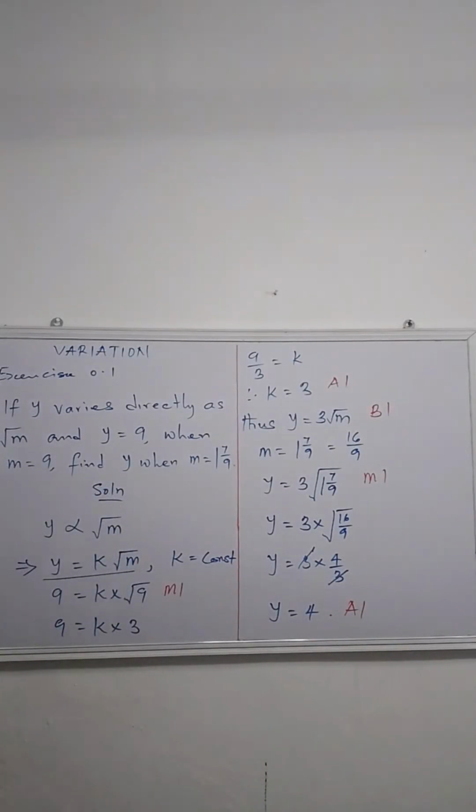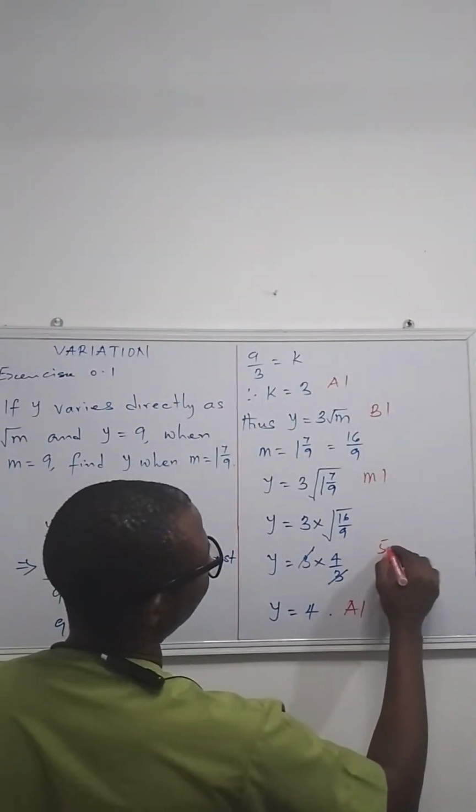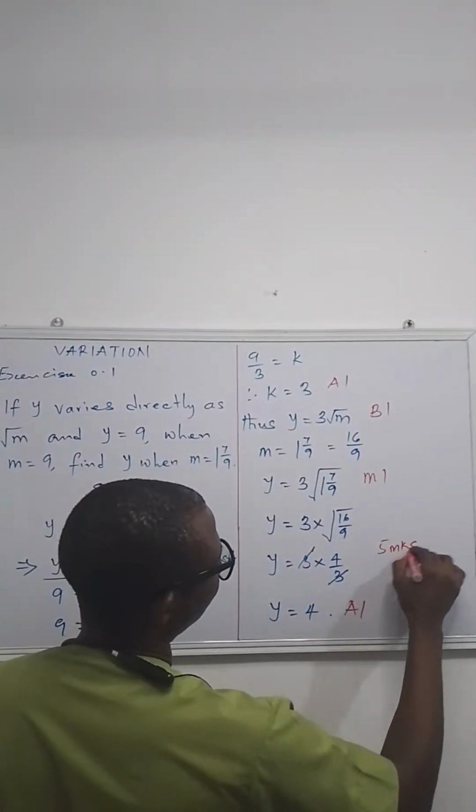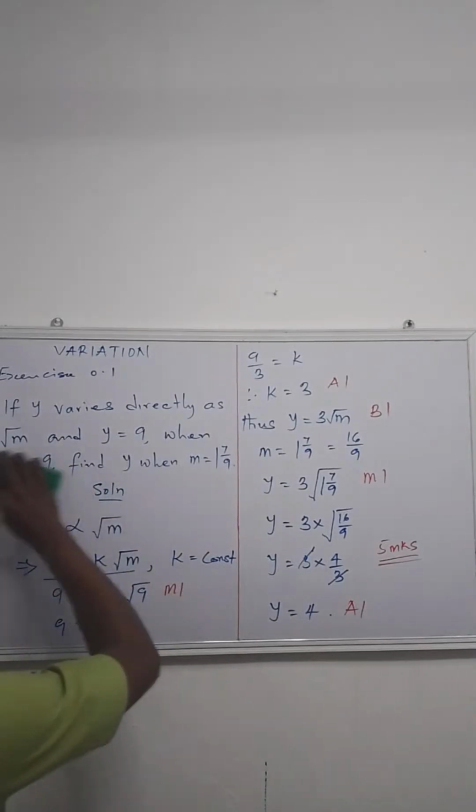So the total marks is what? 1, 2, 3, 4, 5. So we have five marks altogether. That is how to solve this type of problem under direct variation. Now let's move down to another type of question under variation.